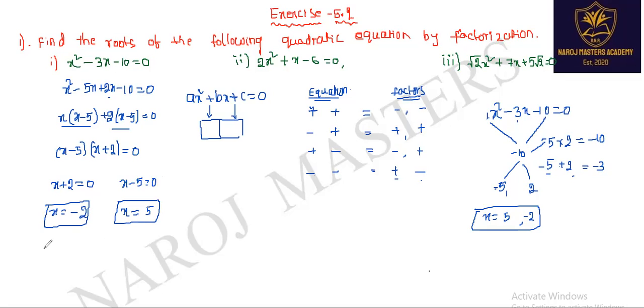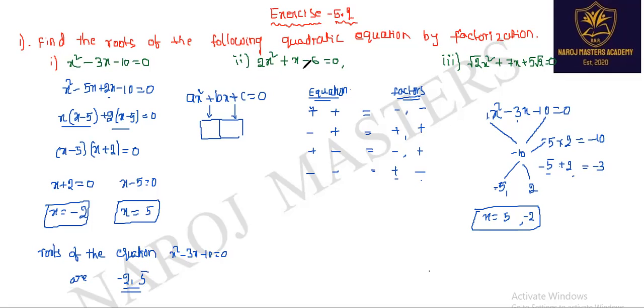So the roots of the equation x square minus 3x minus 10 equal to 0 are minus 2, 5. Okay, these are the two roots. So simple trick here. Okay, now look at the next question.